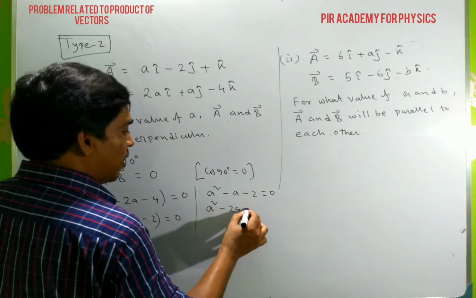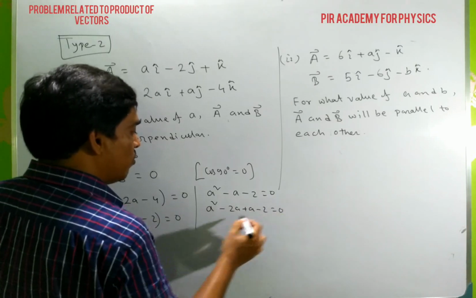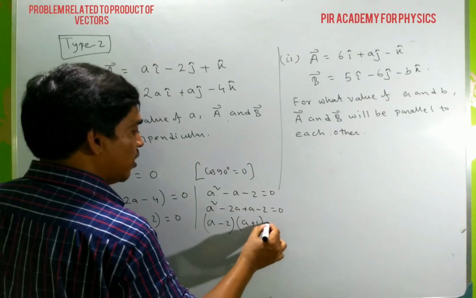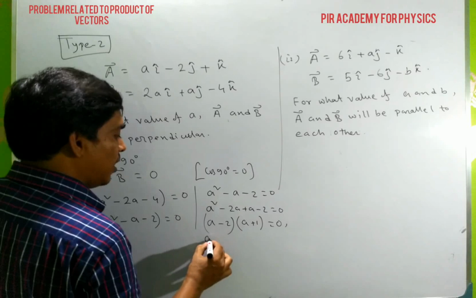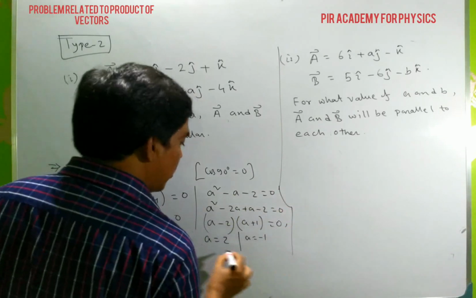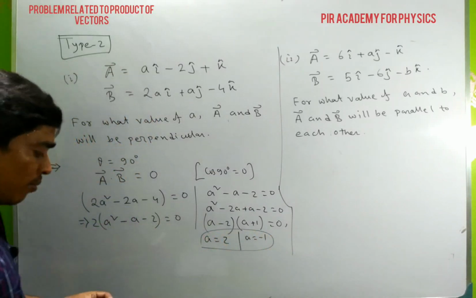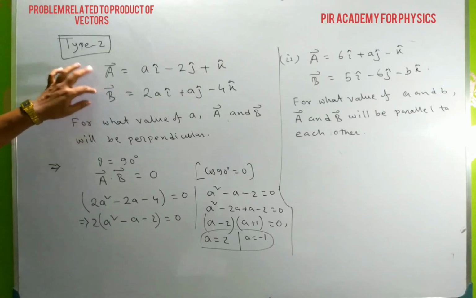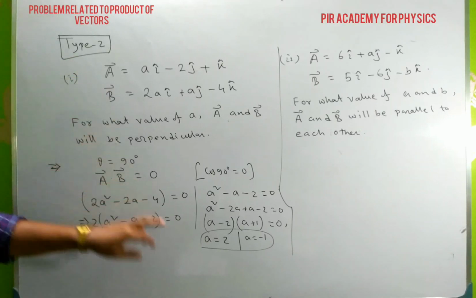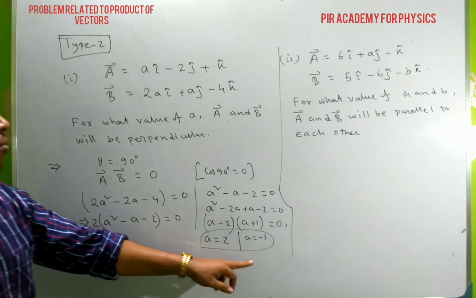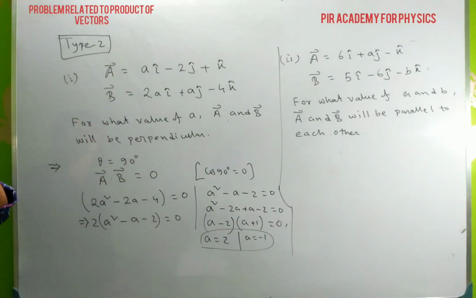a square minus 2a plus a minus 2 equals to 0. That means a minus 2 into a plus 1 equals to 0. That means a equals 2 and a equals minus 1. This is the answer. For what value of a will these two vectors be perpendicular to each other? That means a equals 2 and a equals minus 1. For these two values, a vector and b vector will be perpendicular to each other.